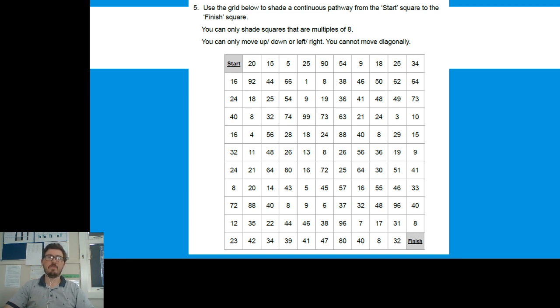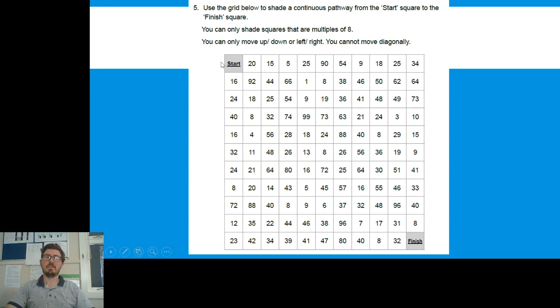Okay, have a look at number 5 on your worksheet, which is the next one down. Now here are the instructions. Use the grid below to shade a continuous pathway from the start, which is here, all the way to the finish, which is here. You can only shade squares that are multiples of 8. You can only move up, down, left or right.